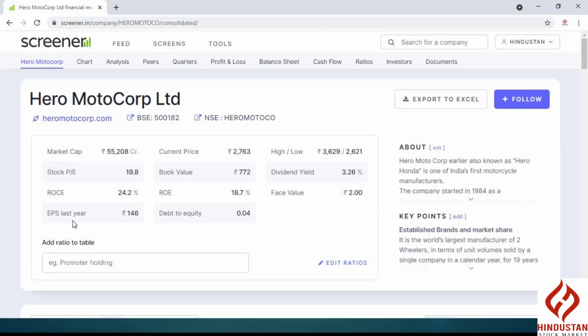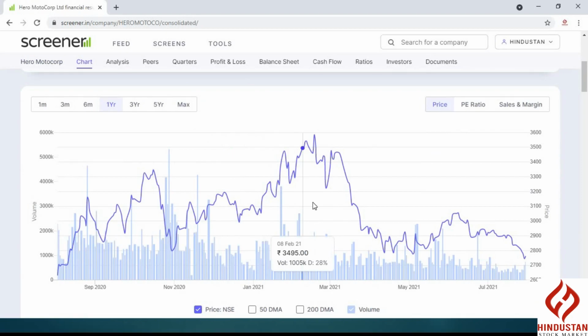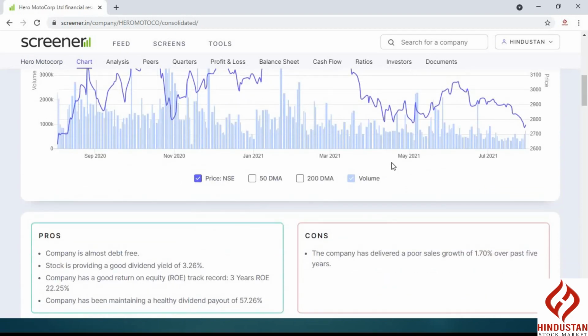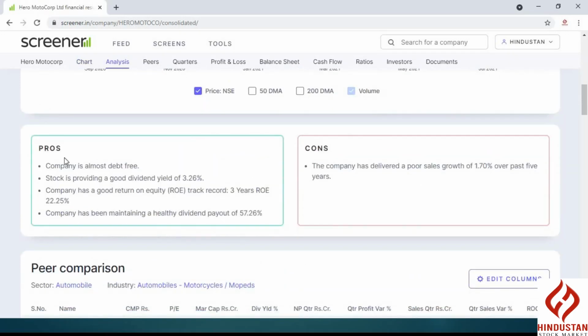Okay, face value they have given, and EPS of last year is 146 rupees. It's a good thing. And on the debt to equity ratio, the company has very little debt. It is a good sign for the investor. Okay, and this is the chart of the company. You can analyze the share price using this chart, and let us see the pros and cons.